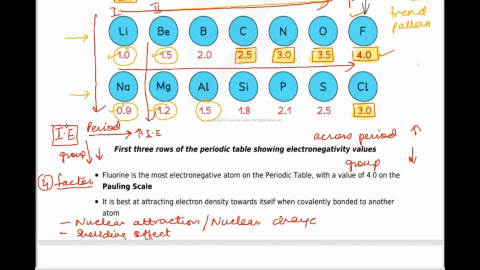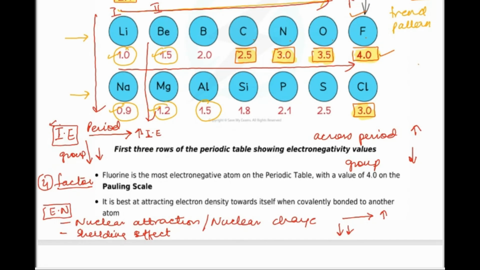So the same factors which were the factors for the ionization energy will be the factors for the electronegativity as well. And we can see that electronegativity in a period is increasing, and down the group it is decreasing. So we will be using the same factors and almost the same explanation to explain this trend as well. So this is nothing new.